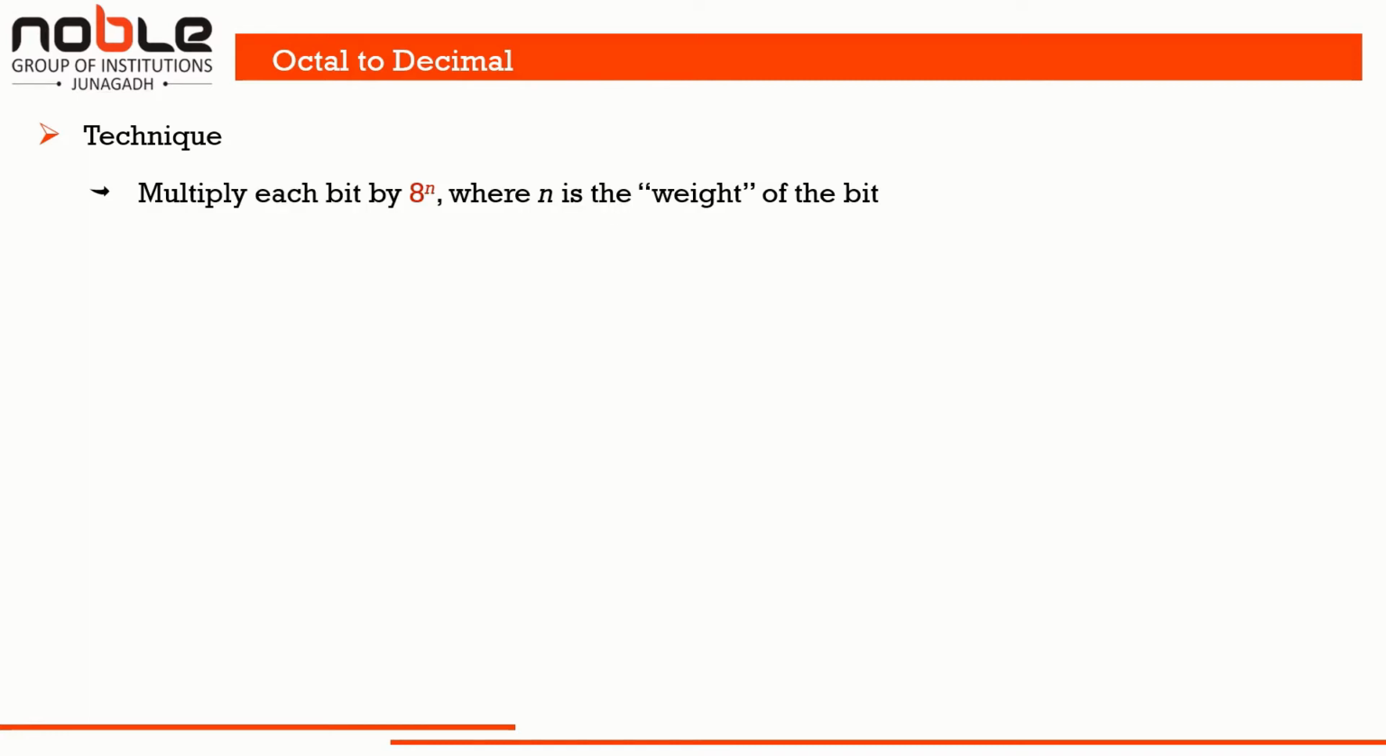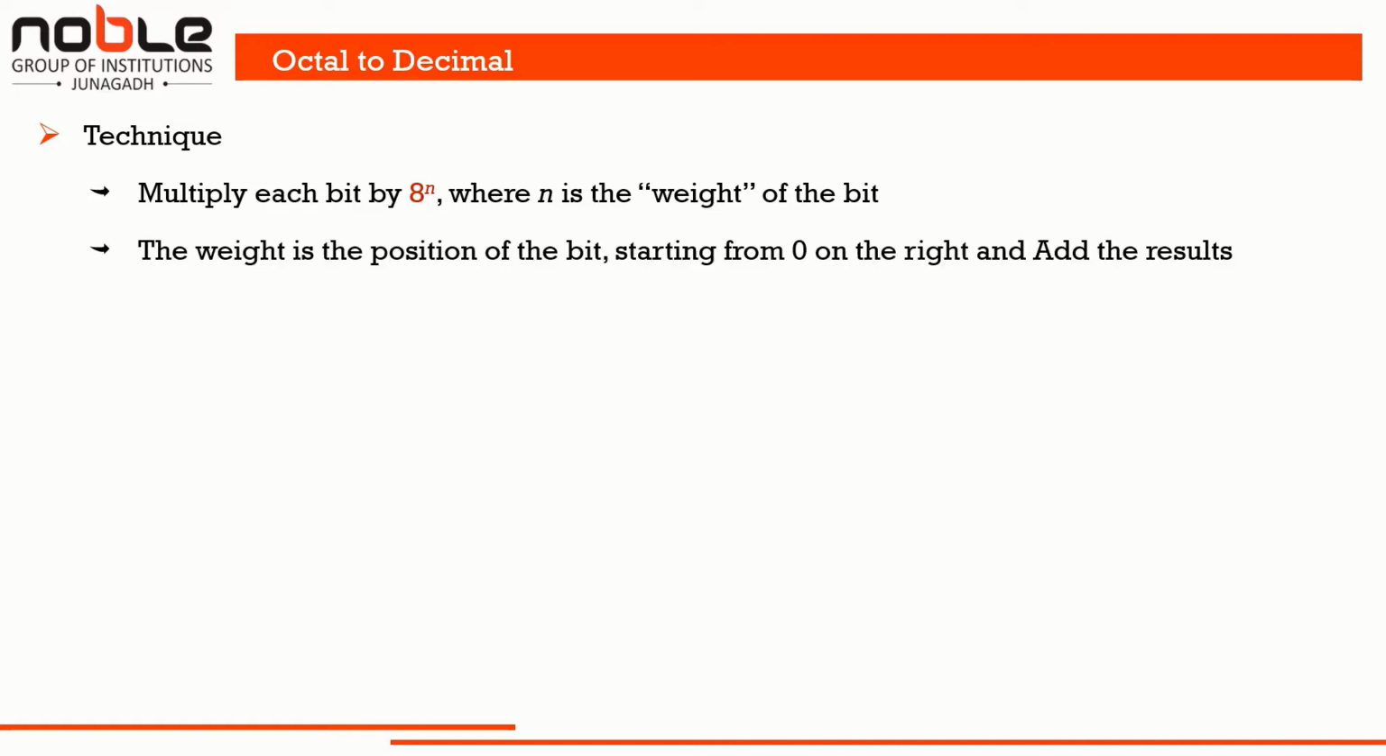Now we have to convert octal to decimal. Technique: multiply each bit by 8 raised to n, where n is the weight of the bit. The weight is the position of the bit starting from 0 on the right, and add the results. Now to understand the technique, let's take one example.